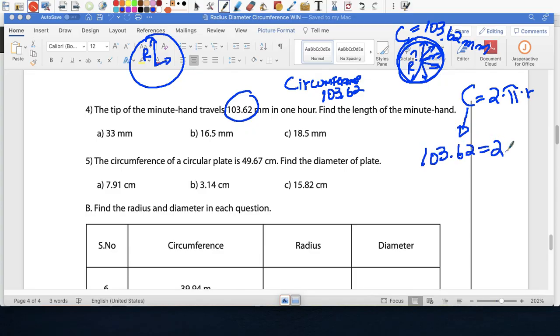On the other side is 2 times pi times r. The question is asking us for the minute hand, which is the radius. So we need to get our equation to look like this, meaning the 2 and the pi have to go away. I'm going to divide that side by 2 pi, and divide this side by 2 pi. 2 divided by 2 is 1. Pi divided by pi is 1. And all those ones multiplied by r is just r. Mission accomplished.